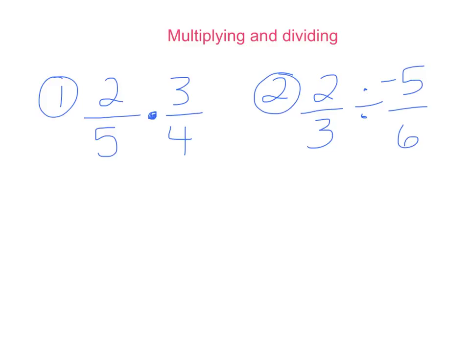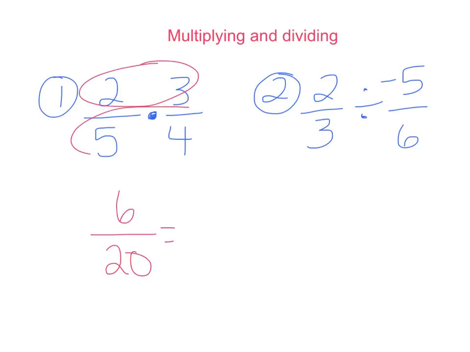All right, and then finally we're going to multiply and divide fractions. Multiplying fractions is one of the easiest things you will ever do. Okay, simply we're going to multiply the tops together. You don't need to worry about a common denominator. We're going to multiply the tops together to get 6. We're going to multiply the denominators together to get 20. Okay, so multiply across the top, multiply across the bottom.